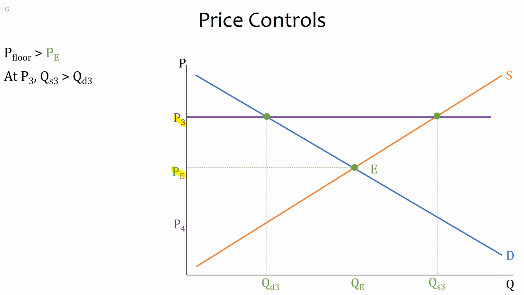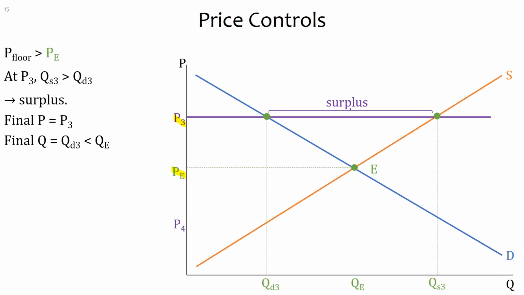So at P3, quantity supplied is more than quantity demanded. What is that called? A surplus, right? Now you should be able to show a surplus on a graph, and that's simply the distance between those two points, as you see. Okay, so that's how you would show a surplus on a diagram. So the final price based on the government policy is P3, and the final quantity is going to be QD3 because the number of buyers is limited to QD3, so that's where we stop, which is less than your original equilibrium quantity.